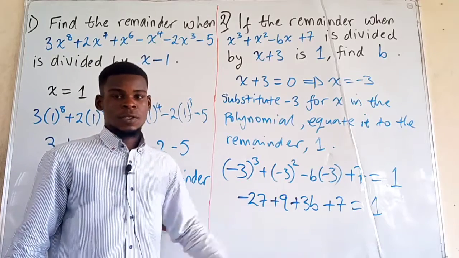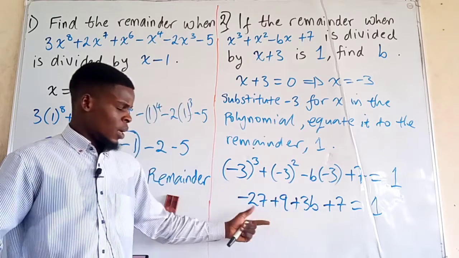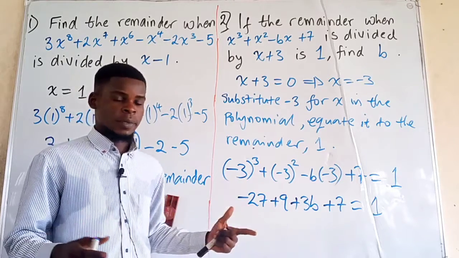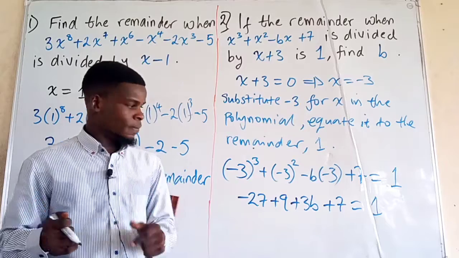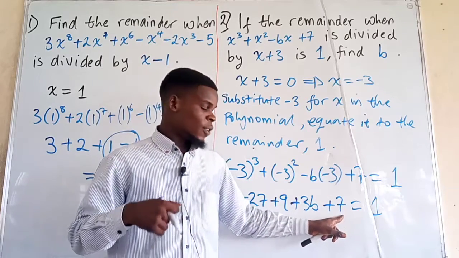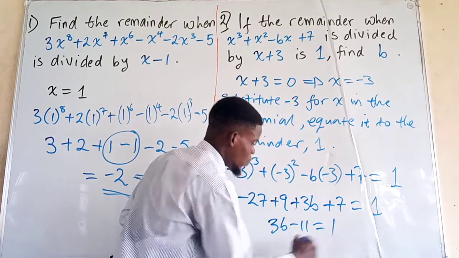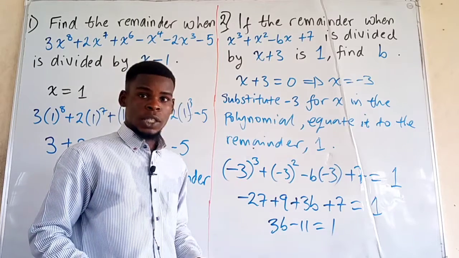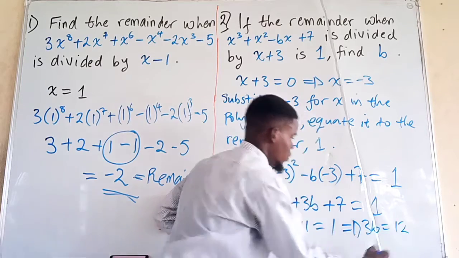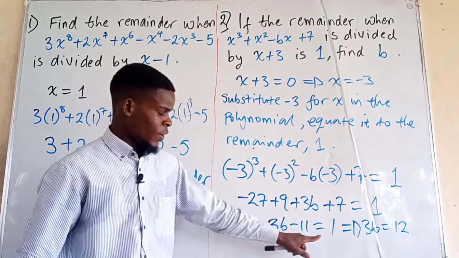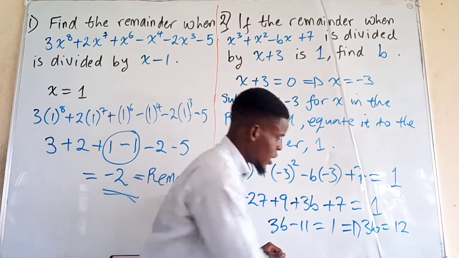So our interest here is finding the value of b. So on the left-hand side, you have to simplify things and then collect like terms. So you see that negative 27 plus 9 will be negative 18. Negative 18 plus 7 will be negative 11. So on the left-hand side, we are going to have 3b minus 11 is equal to 1. So here we will need to add 11 to both sides. That will be that 3b is 12, when you add 11 to both sides, to clear this negative 11, and 1 plus 11 will be 12. So here we can simply see that the value of b is just 4.